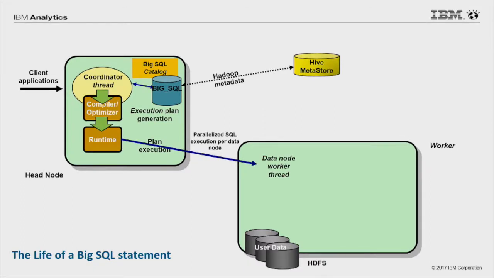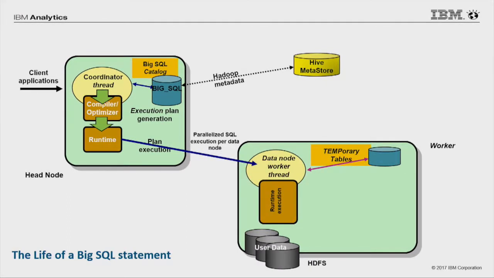The worker nodes implement a stack that is very similar to that of the head node. And there's a runtime engine as well. One of the things that the worker nodes may do is actually temp some of that data, right? So we will use the local file system on the worker nodes and database infrastructure and buffer pools to allow us to do that temping very effectively.